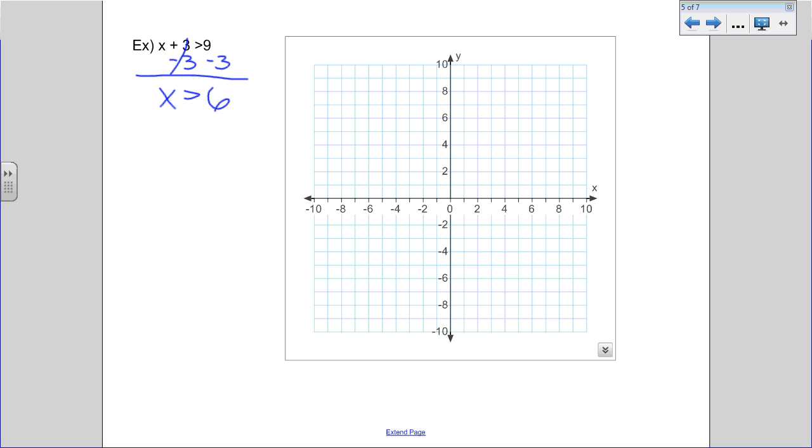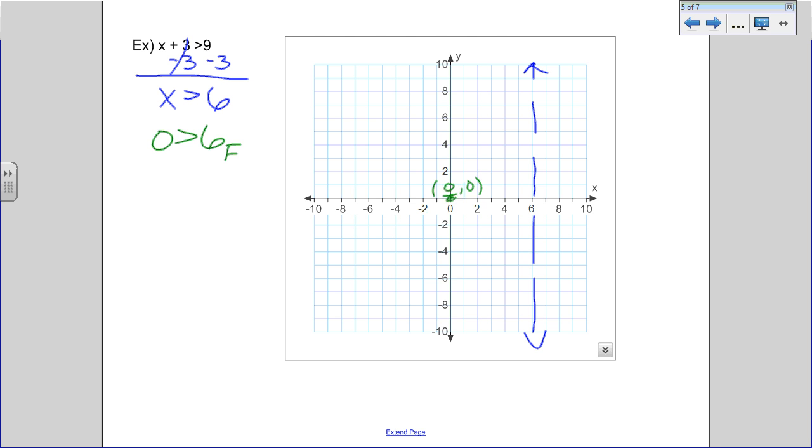Solid or dashed? Am I equal to? So I can't fill it in, so it's going to be a dashed line. And I need x is greater than 6. So guys, even though this is the point 0, 0, I can still just plug 0 in for x. Is 0 greater than 6? No way. 0 can't be greater than a positive, right?